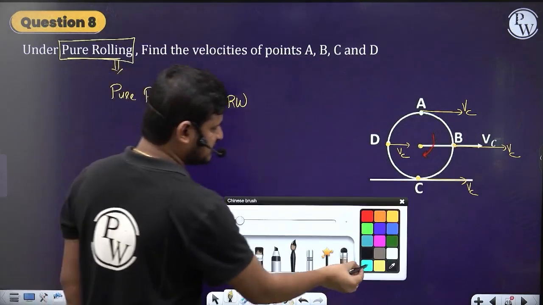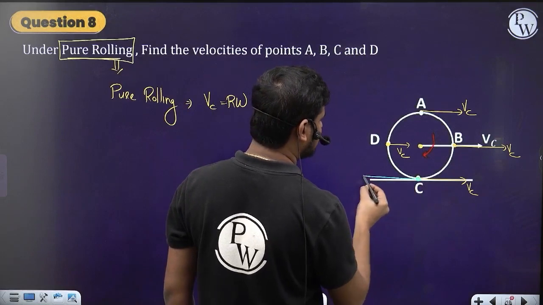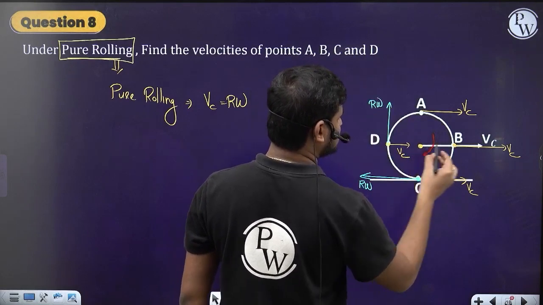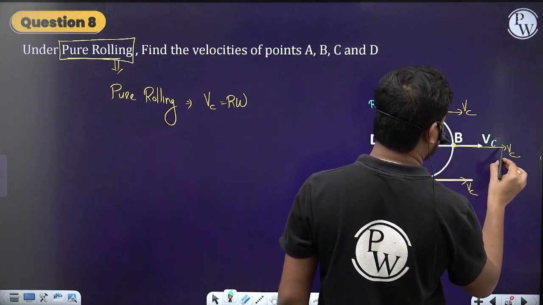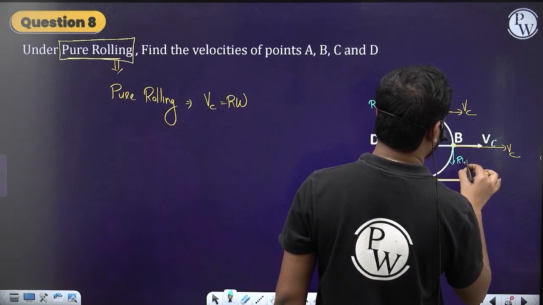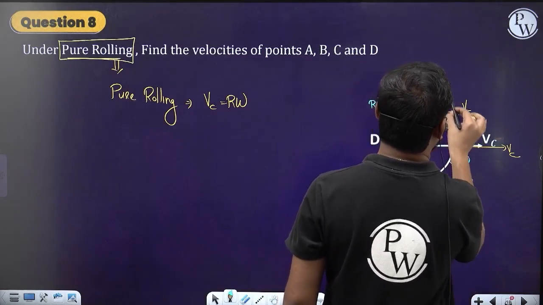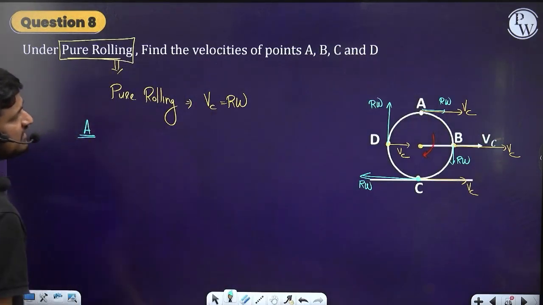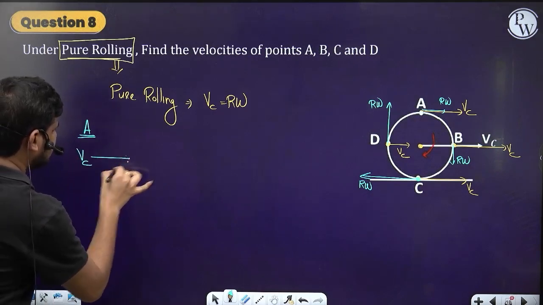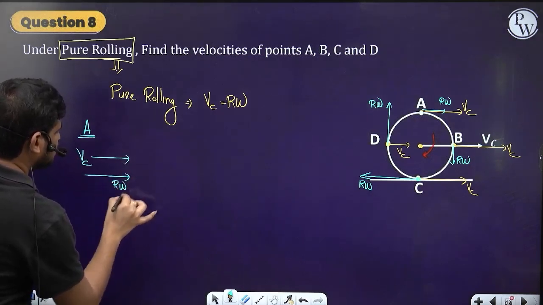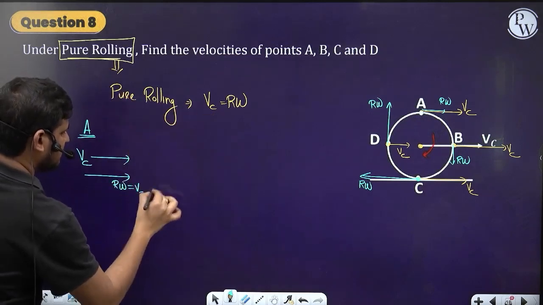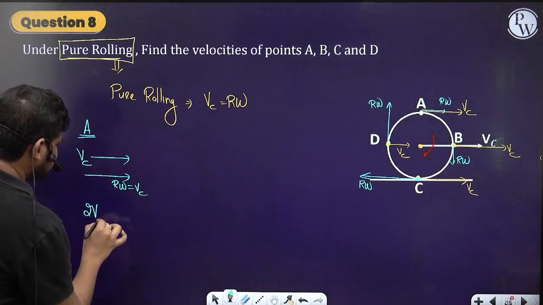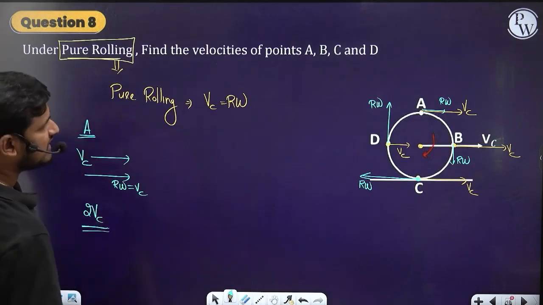So at this point there is one more velocity acting, r omega. Here also r omega, and here one more velocity which is r omega, right? Now if you consider the point A, Vc is acting right side and r omega is also acting right side. In the case of pure rolling r omega is nothing but Vc, so the total velocity will be 2Vc at A.